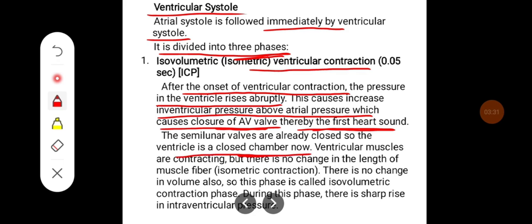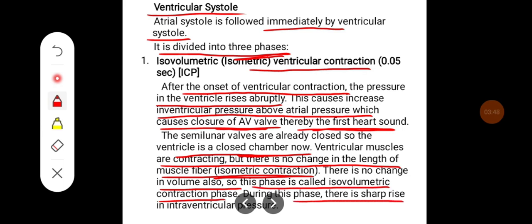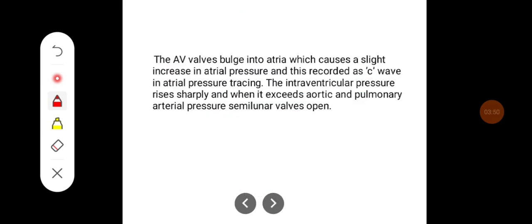The ventricular muscles are contracting, but there is no change in the length of the muscle fiber, so that is why it is isometric contraction. There is no change in volume also, so this phase is called the isovolumetric contraction phase. During this phase, there is a sharp rise in intraventricular pressure. AV valves bulge into the atria, which causes a slight increase in atrial pressure, and this is recorded as the C wave in the atrial pressure tracing.